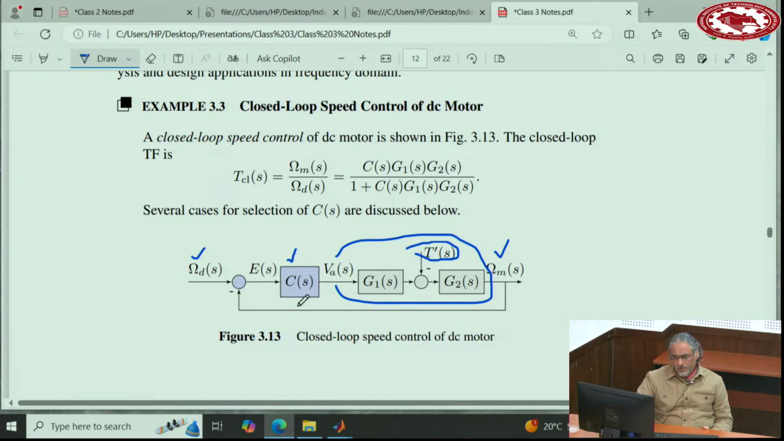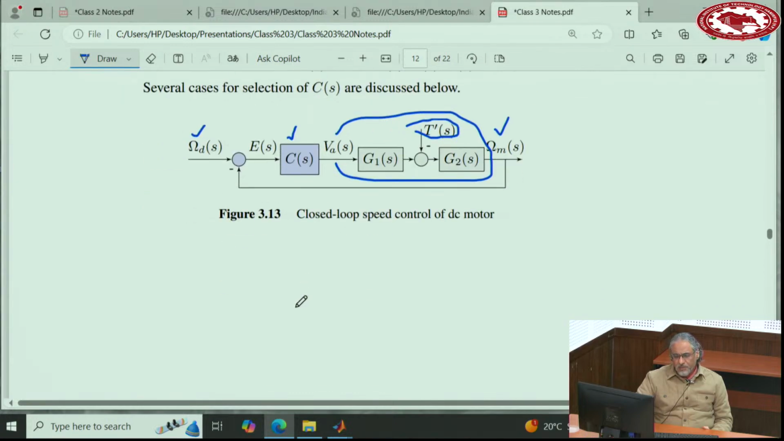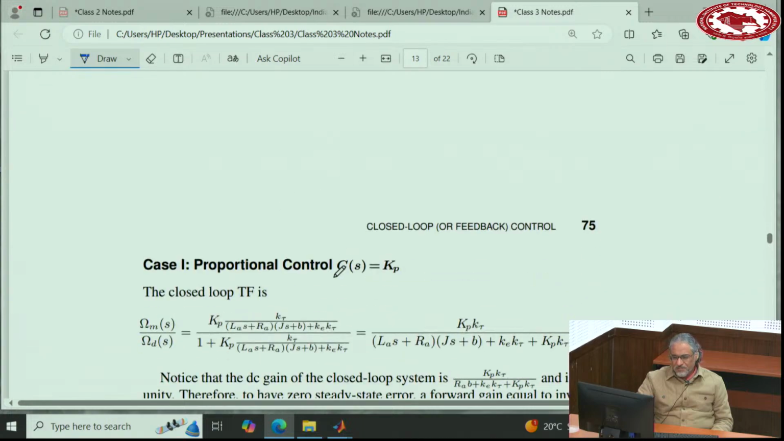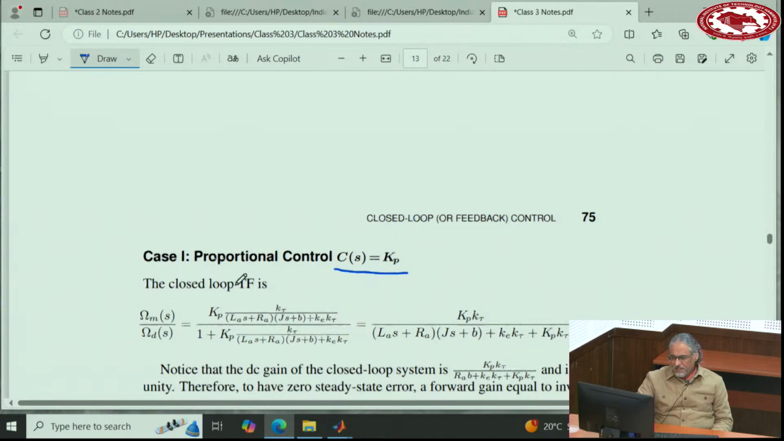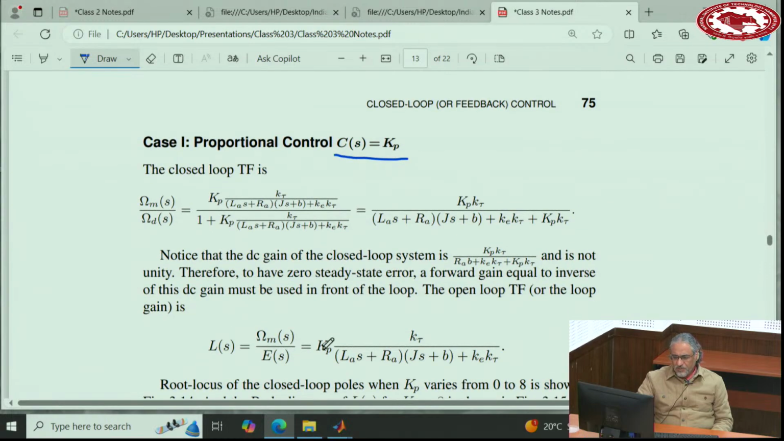Where should I start? The starting point would be the simplest one. Let's say C(s) equals K. And I told you this is virtual resistance. C(s) equals K is called proportional control. Whether you put K here or you put it here, it doesn't matter. It's the same thing. So let's start with this K. I put Kp for proportional. Then your loop transfer function becomes simply the transfer function of the plant times this Kp.